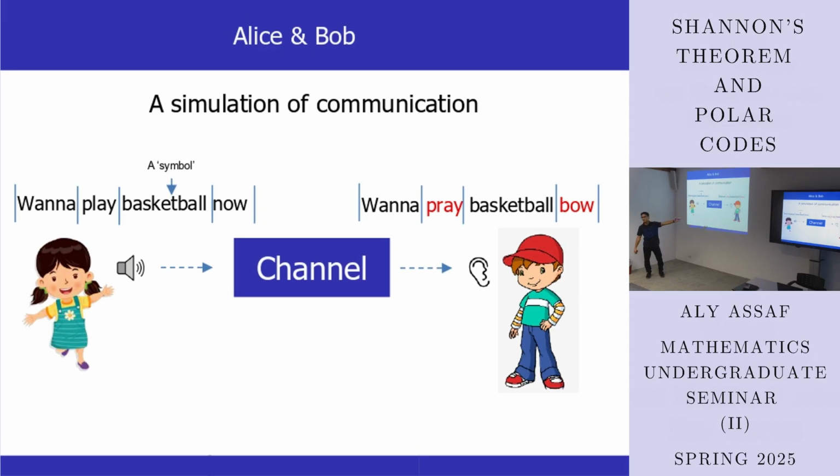Alice wants to tell Bob that she wants to play basketball now. Each word here is modeled as a symbol. So she passes it through a channel, and the channel's purpose is to model errors. What comes out of the other side of the channel is "wanna pray basketball bow". So this is the message she's sending, and this is the message received, with no encoding, no nothing. It's just raw sending to a channel. Now, this is complete nonsense. We don't want this. So what's the solution?